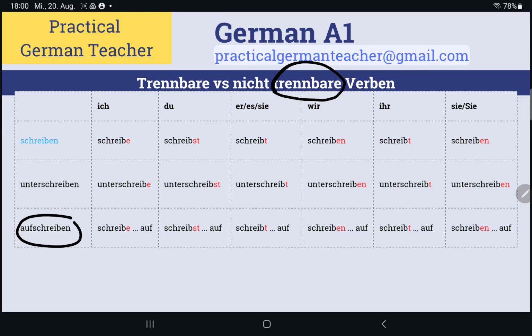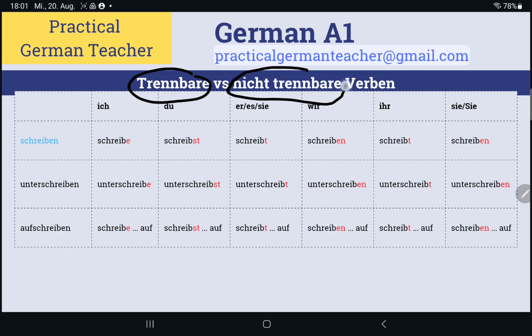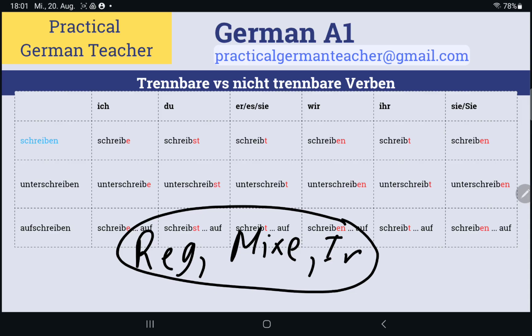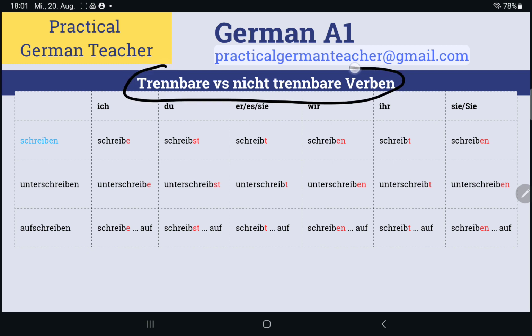What's a separable verb? We will learn that. There is also something called a nicht trennbares Verb, meaning not separable verb. Until now you have learned about regular verbs, then mixed verbs, and then irregular verbs. The criteria there was how the verb gets conjugated. Now for this division, whether a verb is separable or not, the criteria is that certain verbs will have a prefix. Even this has a prefix, right? So the verb schreiben, right? Let me zoom in.